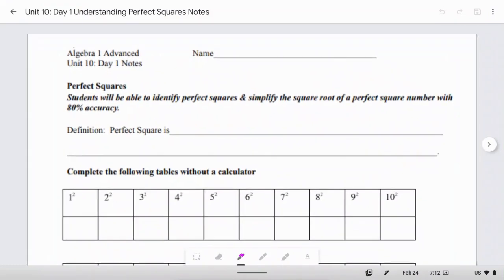In this video, we will be discussing perfect square numbers and how to simplify the square root of a perfect square number. So before we get to simplifying square roots, let's talk about what a perfect square number is.